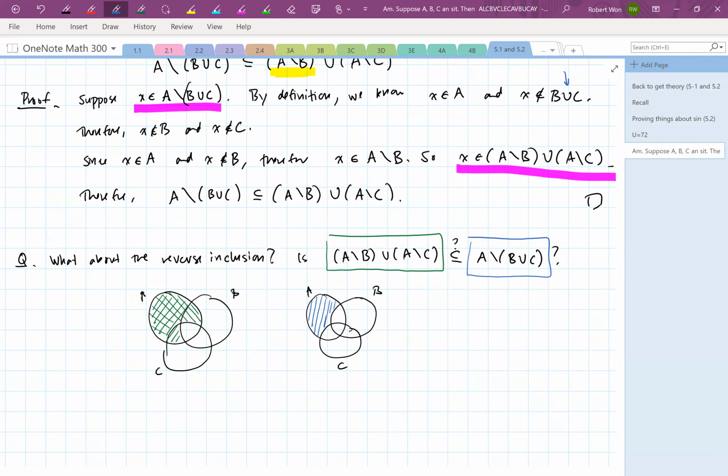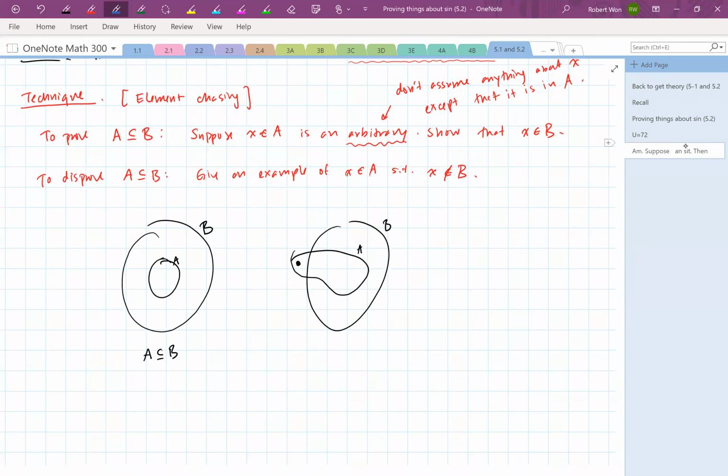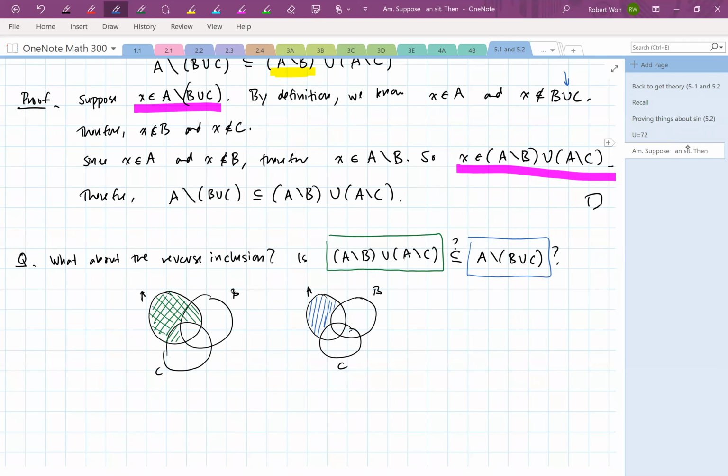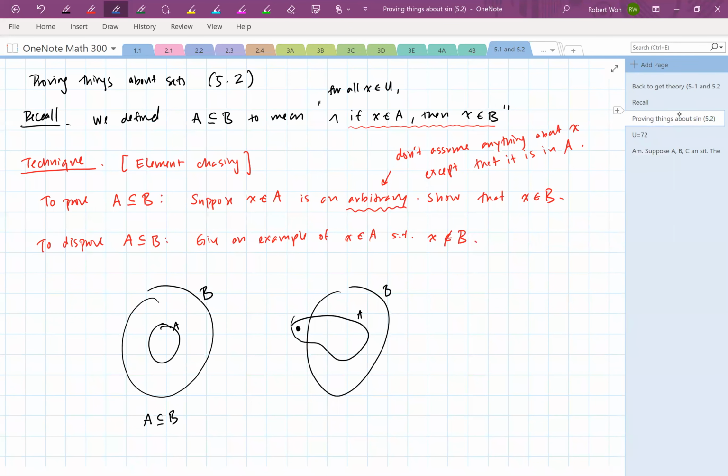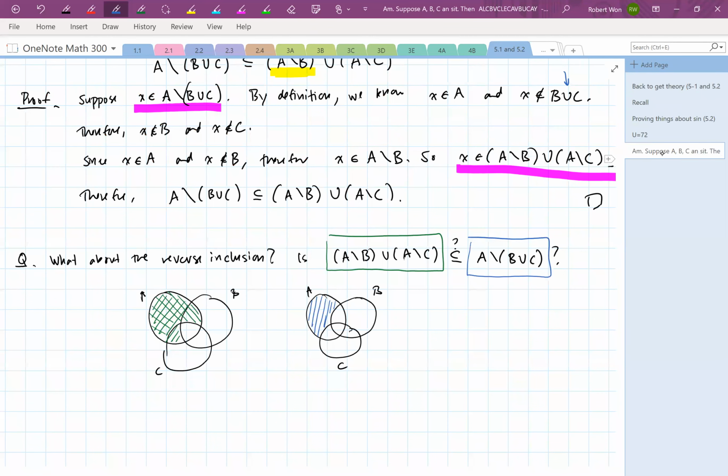Does this prove that they're not the same? It highly suggests that they're not the same, but a Venn diagram is not the same thing as a proof. Sorry, I should say not a subset of. It certainly looks like the blue thing is a subset of the green thing, but the green thing is not a subset of the blue thing. But this Venn diagram isn't a proof, it's just intuition. To prove that it's not a subset, I need to give an example of some sets, A, B, and C, and give something that's in the left-hand side that's not in the right-hand side. That's how you disprove that something is a subset of the other.